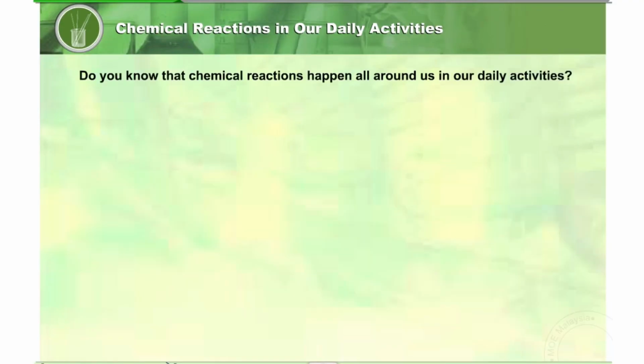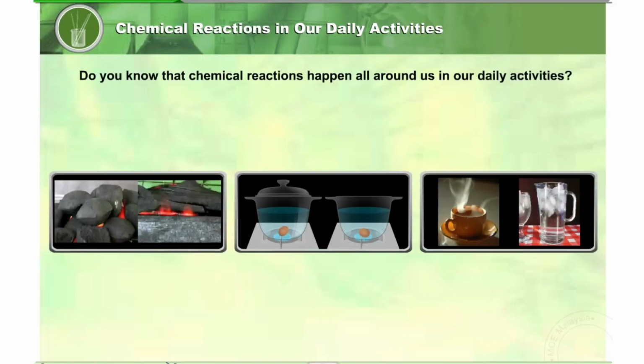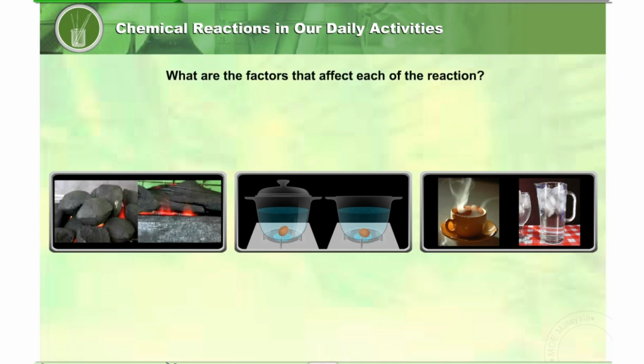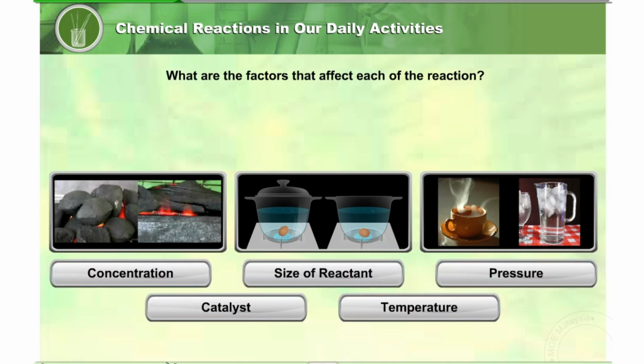Do you know that chemical reactions happen all around us in our daily activities? Each of these reactions happens at a different rate. Think of factors that can affect the rate of reactions in these situations. What are the factors that affect each of the reactions?